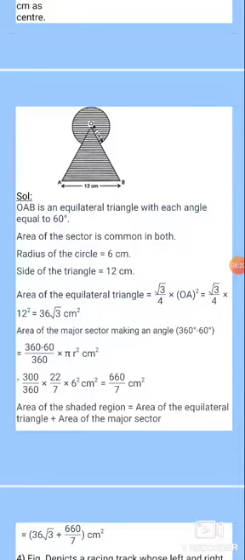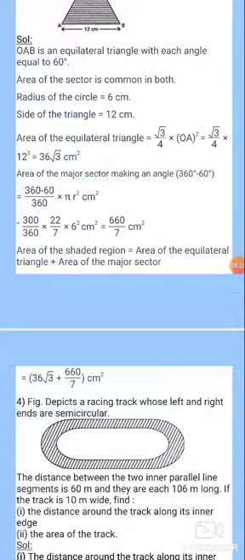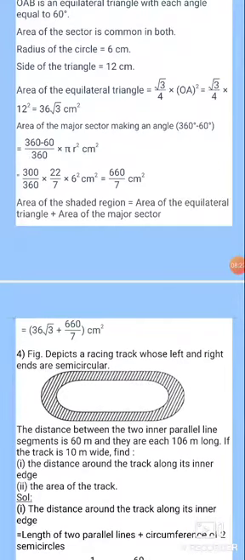Clear? Now the next one. This figure depicts a racing track. You just think of the racing track, whose left and right ends are semicircular. The distance between the two inner parallel line segments. So listen carefully, the middle portion, parallel line segments are there. So the distance between the inner parallel line segments is 60 meter. And they are each 106 meter long.